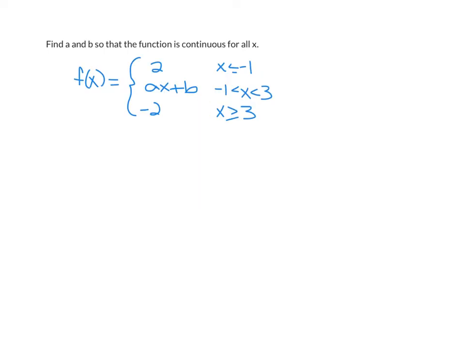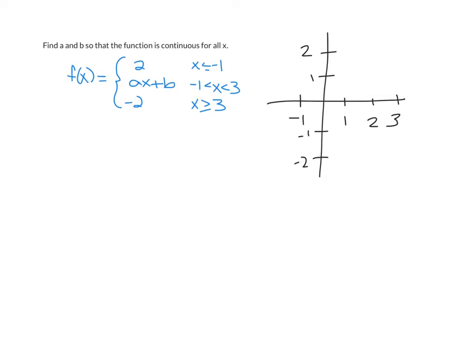So our last example in the continuity section is that we are going to find the values of a and b so that this function below is continuous for all values of x. So you do not need to draw a picture, but I'm going to draw you something so you can kind of see what's happening.